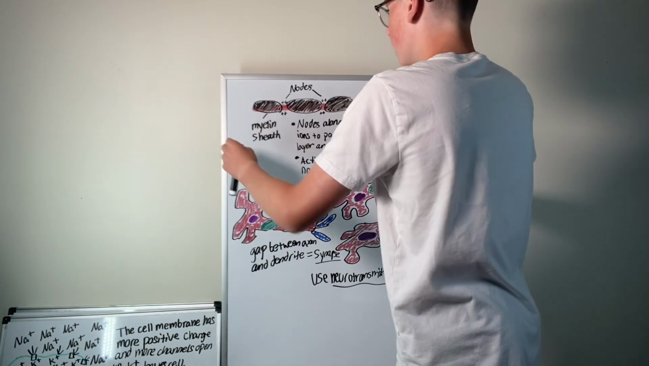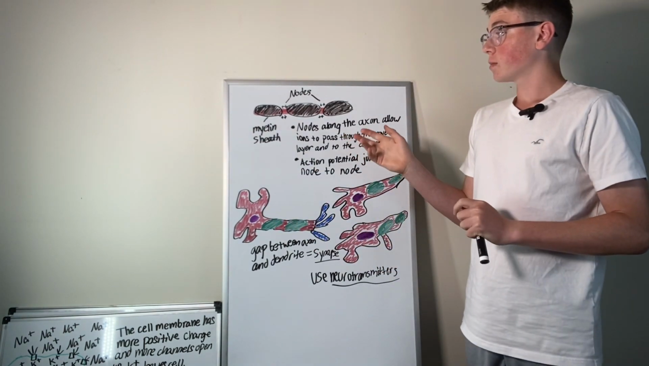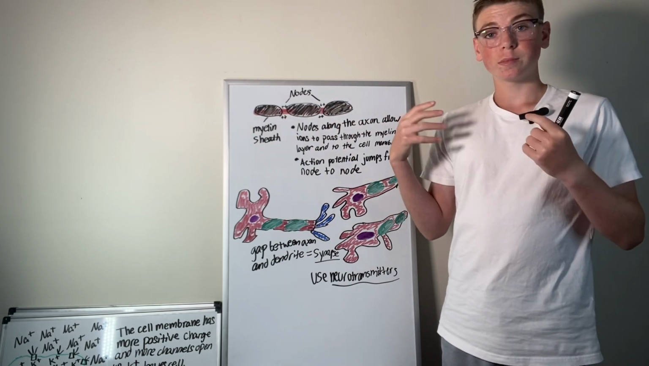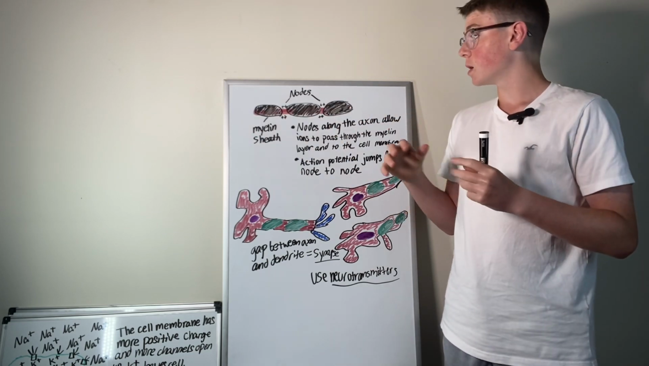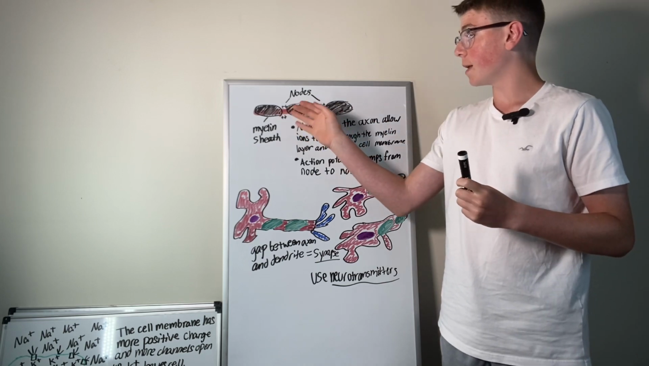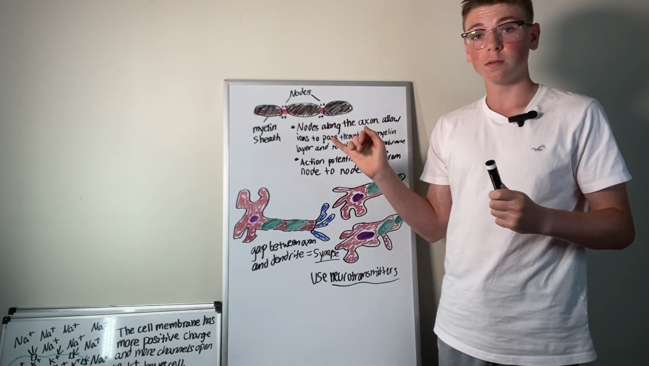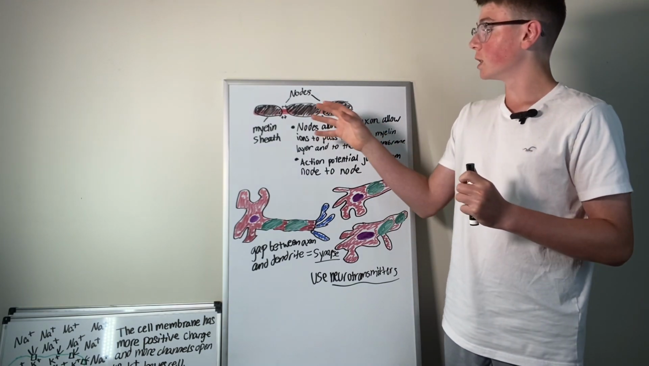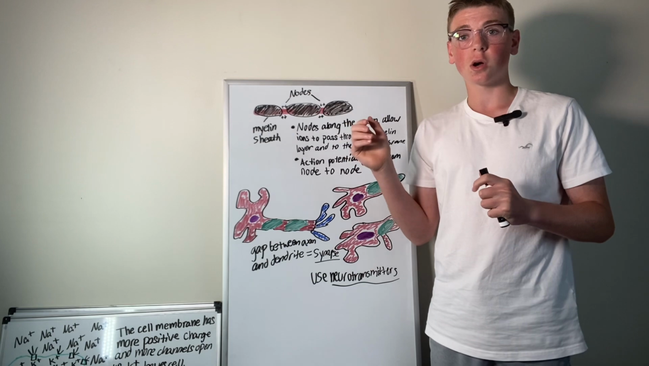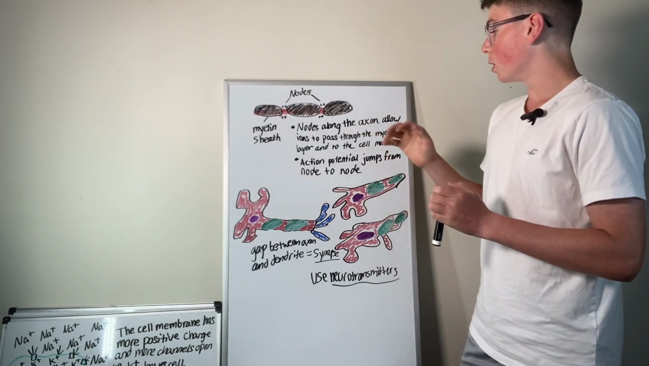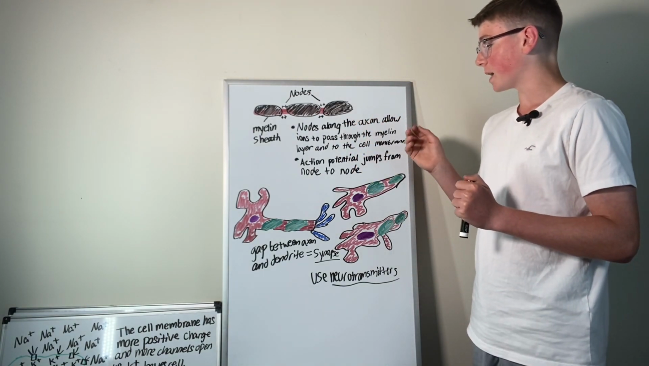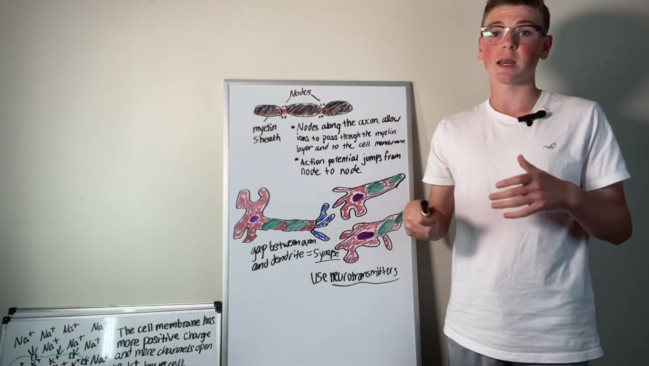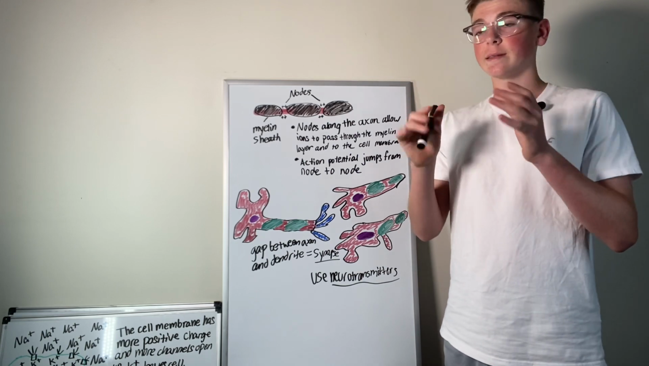So we have our axon, correct? And we have these myelin sheaths, which are just those big blobs. Then we have the charges that move down our axon, and these little areas between myelin sheaths are called nodes. So nodes along the axon allow ions to pass through this myelin layer and to the cell membrane, basically meaning that the charge is accessible.